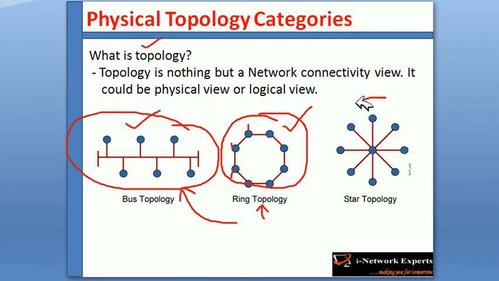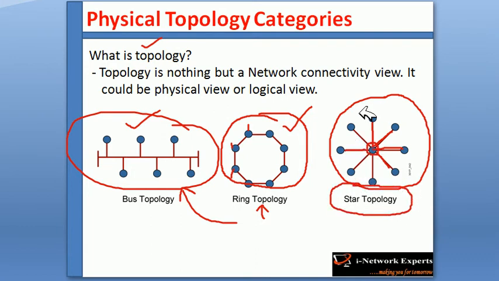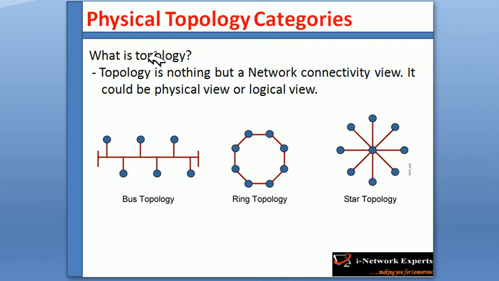Okay. This is star topology, with one device in the middle which is connecting multiple devices around it. Okay, this is called star topology. It looks like a star, so that is why it is called star topology. It could be logical or physical. So the topology definition is network connectivity view. It could be logical view or it could be physical view. Okay, so let's see what next.